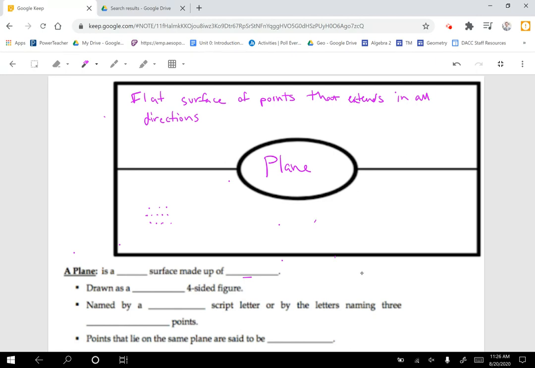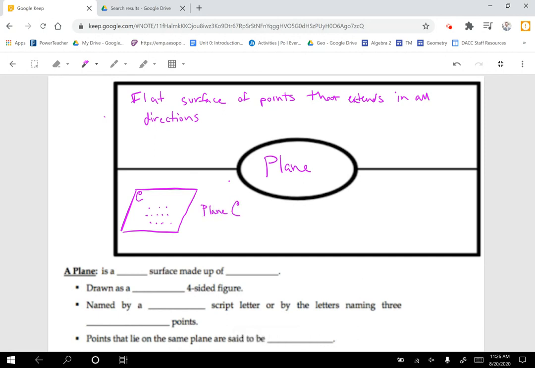So the idea is oftentimes you'll see it drawn kind of like a parallelogram or sideways rectangle, if you want to think about it intuitively. And they're going to name it with a capital letter. So we'll say capital C in cursive. That'd be plane C.